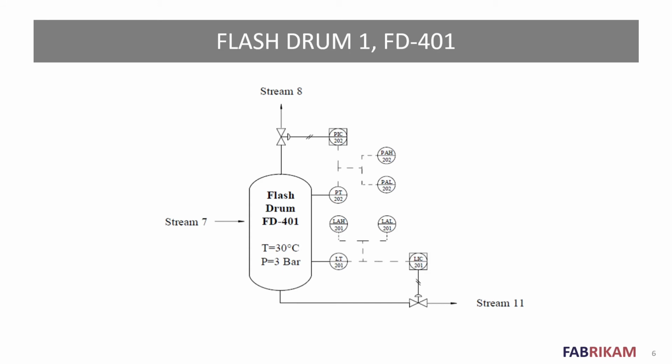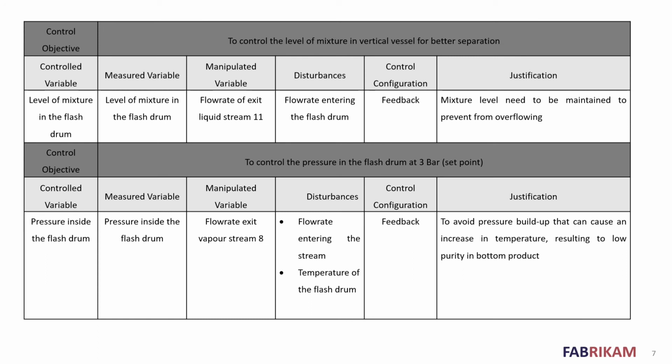For flash drum 1 FT401, there are two process parameters that need to be controlled, which are pressure and level. To control the level of the flash drum, the level of mixture in the flash drum was measured and the flow rate of exit liquid stream was manipulated. The control configuration is feedback. Secondly, to control the pressure in the flash drum, the pressure inside the flash drum was measured and the flow rate of exit vapor stream 8 was manipulated. The control configuration is feedback.